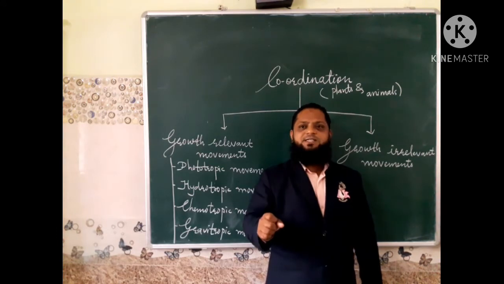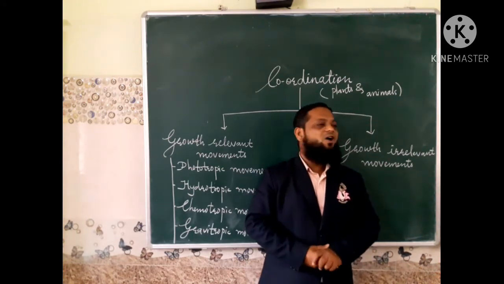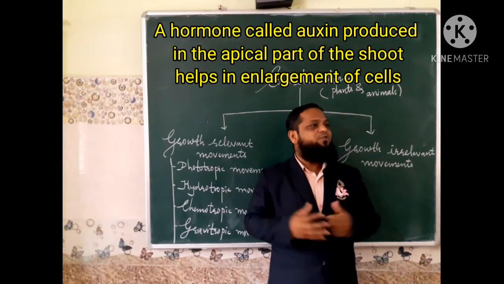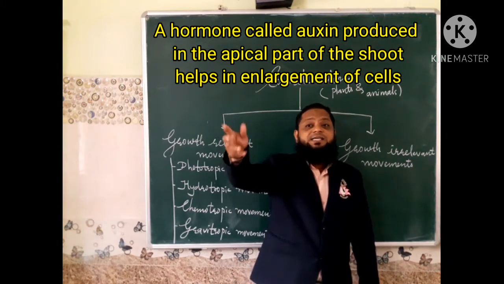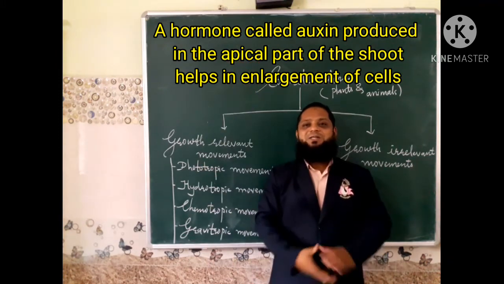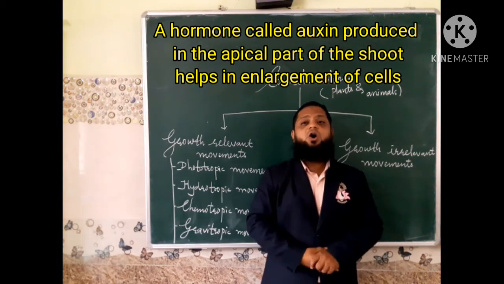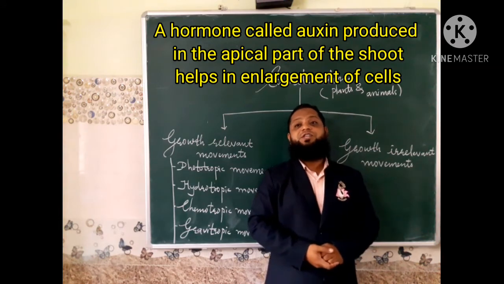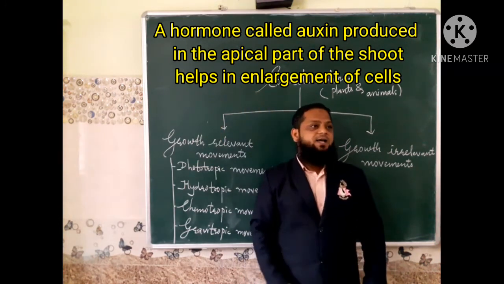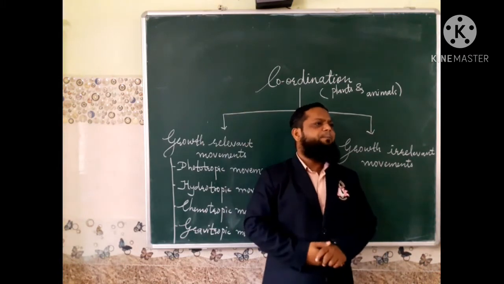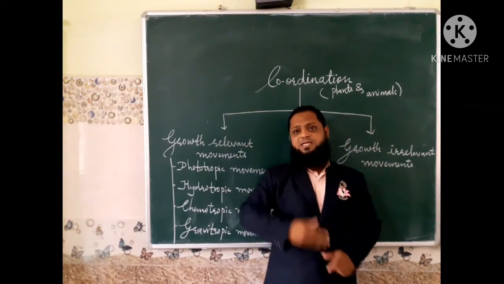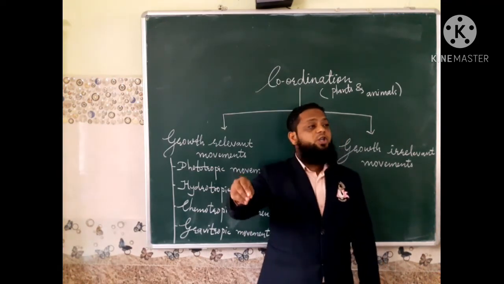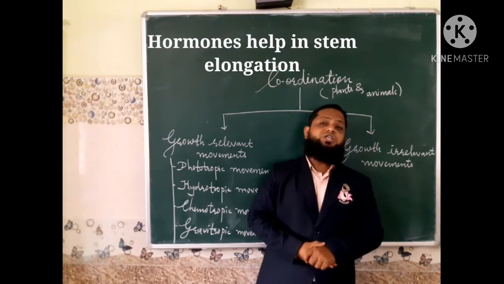My dear friends, in the plant body, hormones are synthesized. For example, auxin is the name of a hormone which is synthesized at the apical part of the plant, and this auxin hormone is responsible for the enlargement of the apical cells. Apical means apex cells, the upper part of the plant. The second hormone is gibberellin. Gibberellin hormone helps in the elongation of the stem.